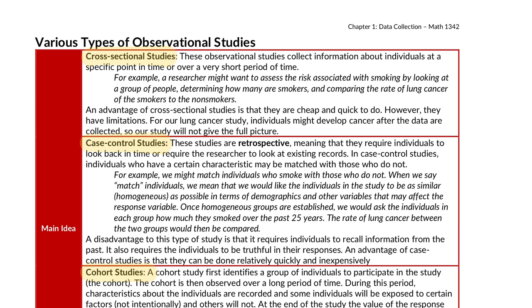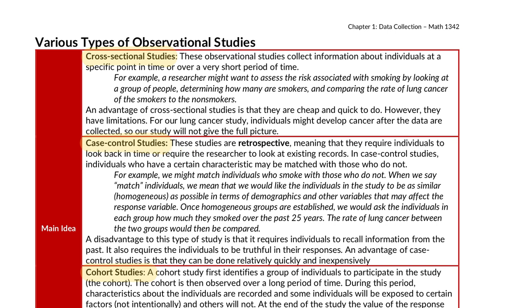All right, so our three main types of observational studies, again, are the cross-sectional studies, the case control studies, and the cohort studies. The main ideas I want you to take away are that cross-sectional studies collect information about individuals at a specific point in time or for a very short period of time. So these are your small ones. They're cross-sectional because they look at multiple things to assess different risks.